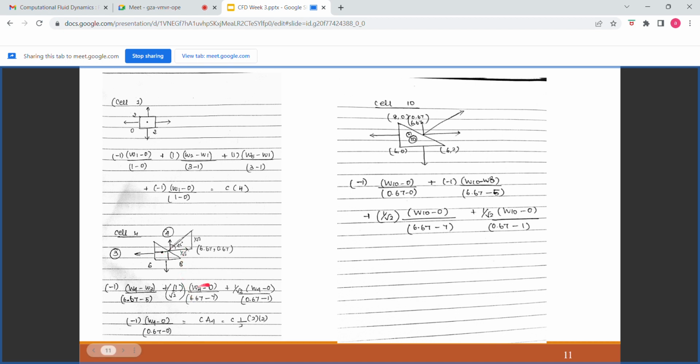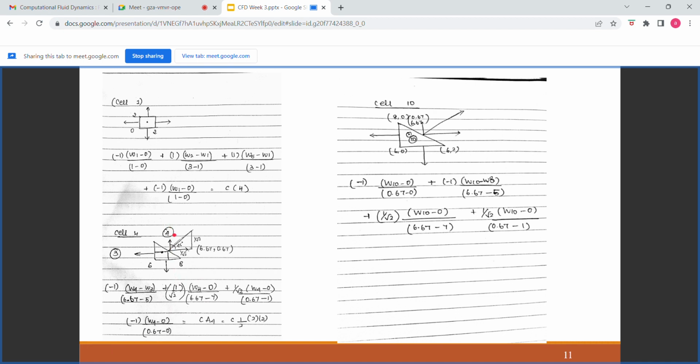So W4 minus 0 for this horizontal direction, and it is 6.67 minus 7. That is, this is the maximum point, that is, we are using the boundary. So it is 6.67 minus 7. On using this, we get the equation. And similarly, we should resolve in the vertical direction too.